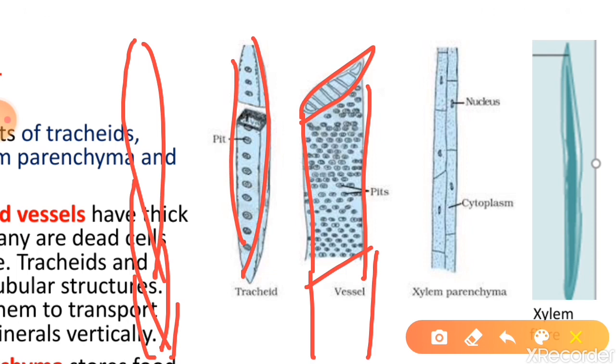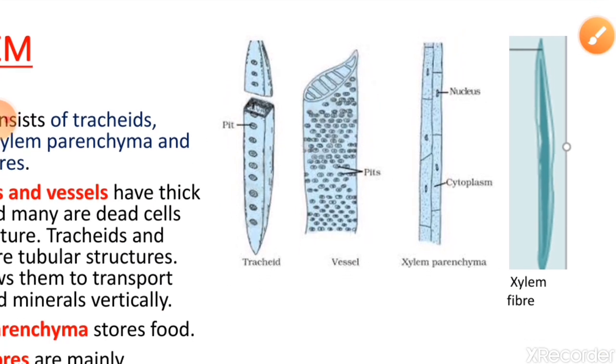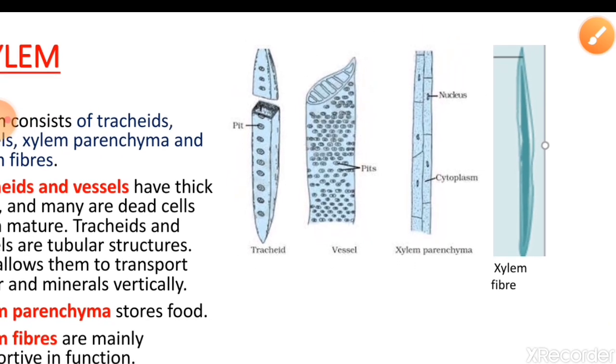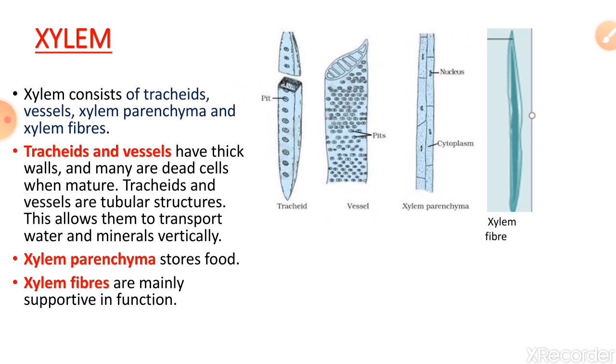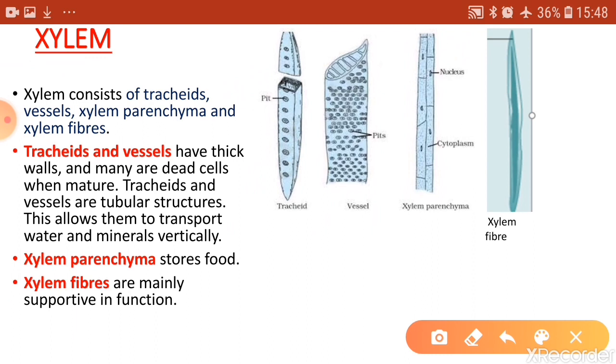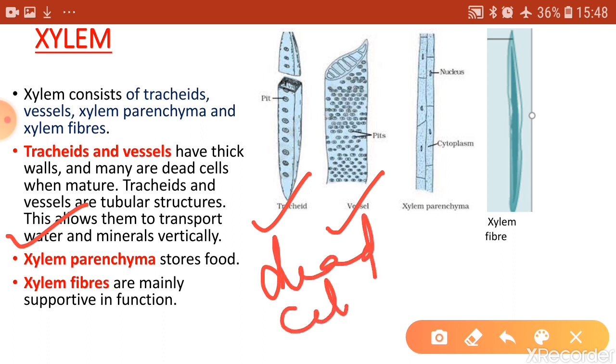As tracheids and vessels are tubular and connected to one another, they transport water and minerals. Both tracheids and vessels are dead cells. So in other words, you can say that the conducting elements of xylem are dead.